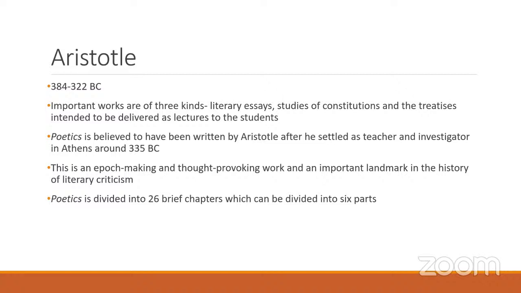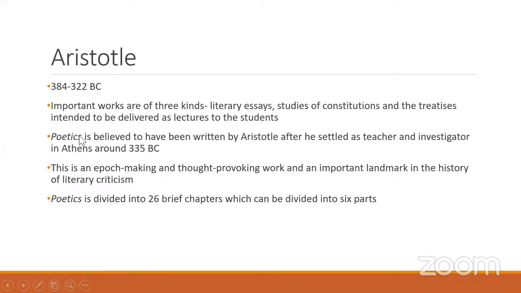Aristotle is basically from 384 to 322 BC. He is considered to be one of the important critics. Aristotle's important works are of 3 kinds. Aristotle wrote about a lot of different aspects of human knowledge and activity. One is literary essays. Then he wrote studies on constitutions, and he also wrote treatises which were intended to be delivered as lectures to the students. So these are the 3 categories of his writings.